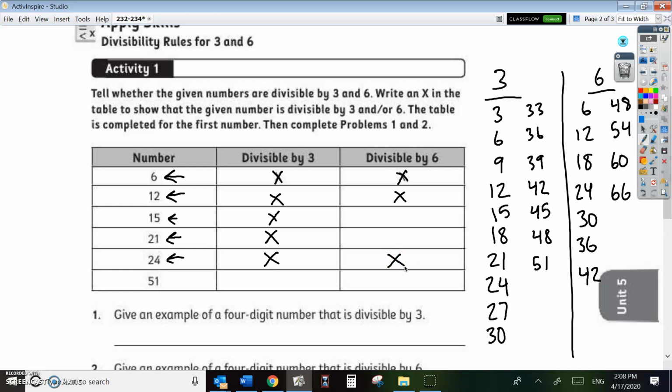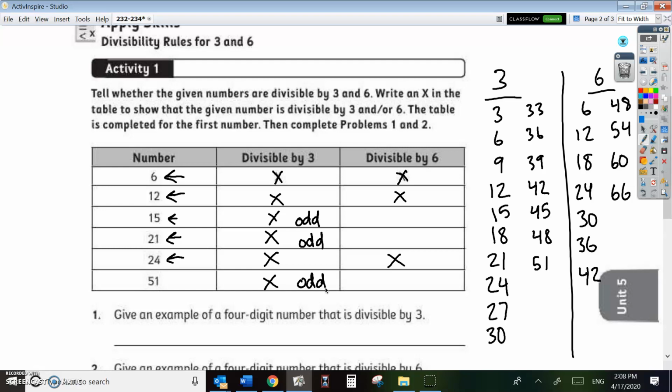And 51. Is 51 a multiple of 3? It is. Is it a multiple of 6? It is not. So, if it's divisible by 3, it could be an odd number. But it can't be an odd number and be divisible by 6. It has to be even.